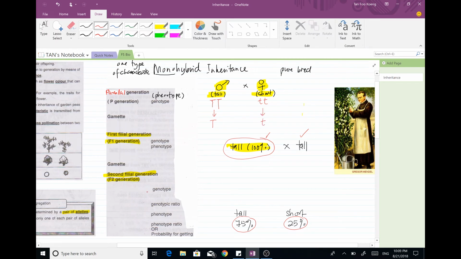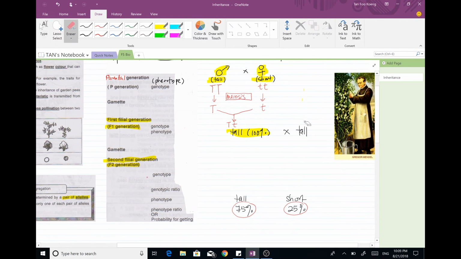So what is the process of the formation of gametes? It is known as meiosis. And during random fertilization, the capital T allele fertilizes with the small t, giving you the F1 generation with this genotype, which is capital T and small letter t. And since capital T is dominant over small letter t, the short phenotype is not expressed, is not shown in the first filial generation. They were all tall.